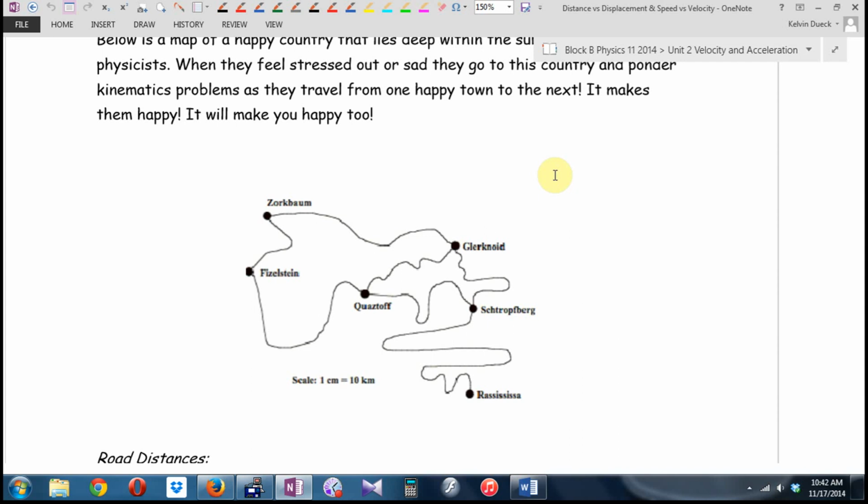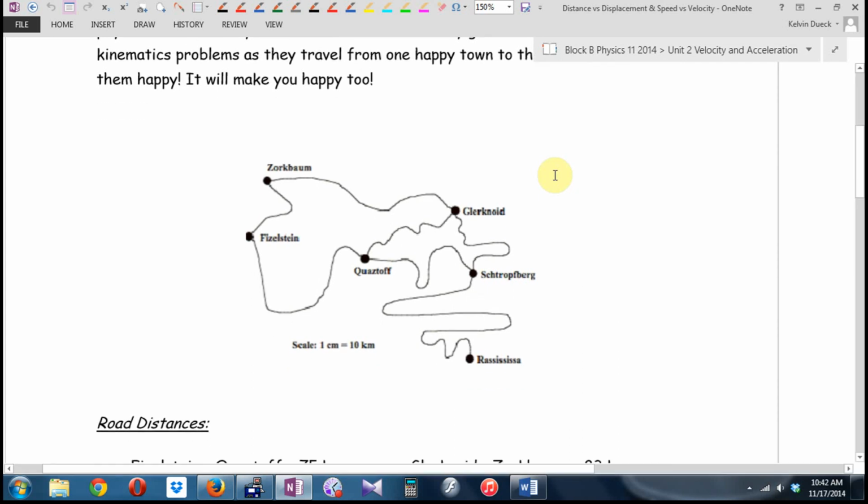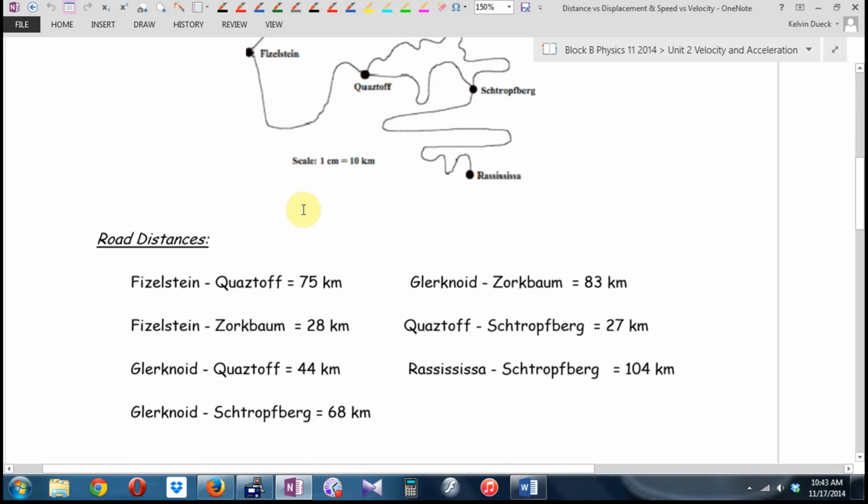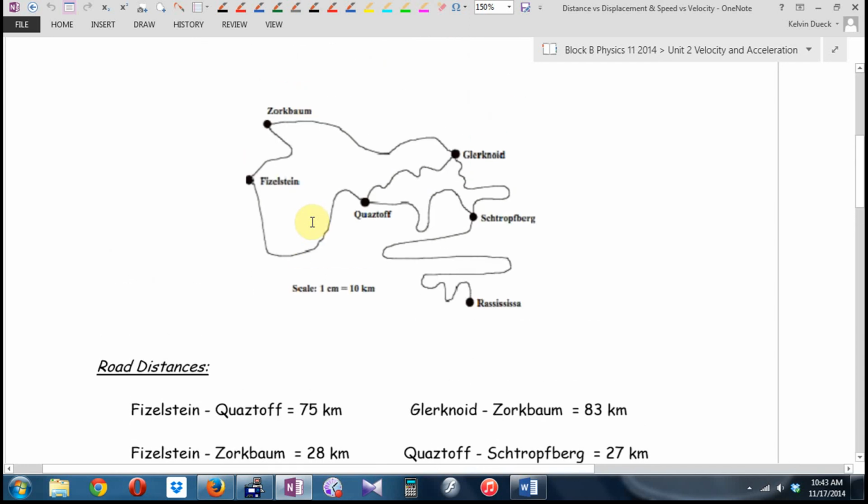So here's what I've done. I've given you road what? Not displacements, distances. The distance is the curvy long path, which is tough to measure, so I did that for you. Apparently instead of trying to pronounce these, I'm going to go from F to Q. The length of this curvy road is 75. From F to Z is 28. Okay? These are the distances.